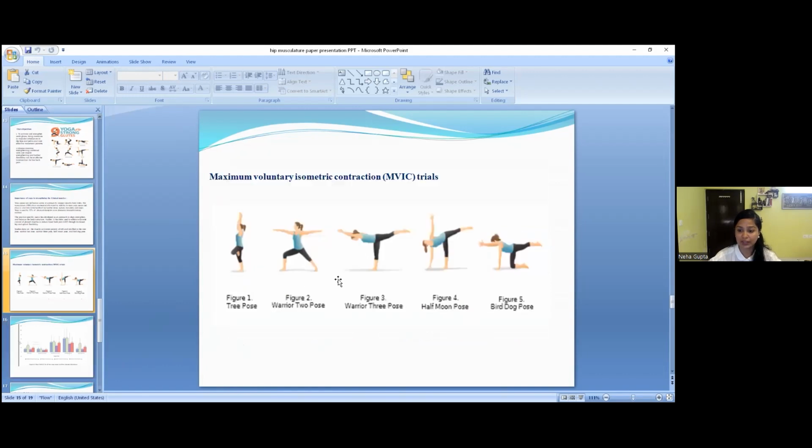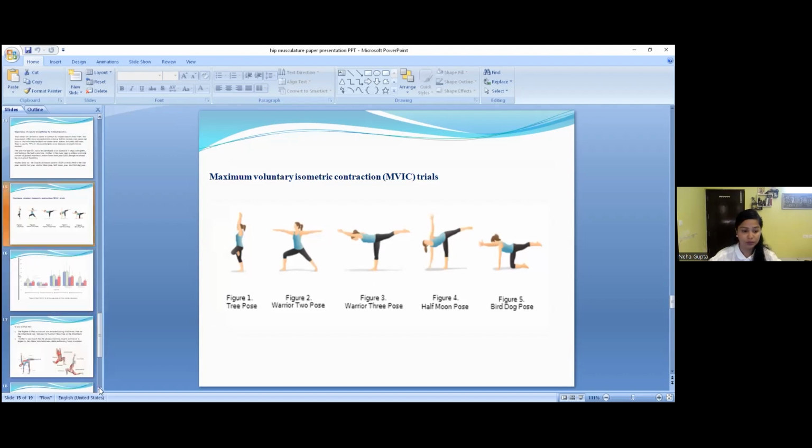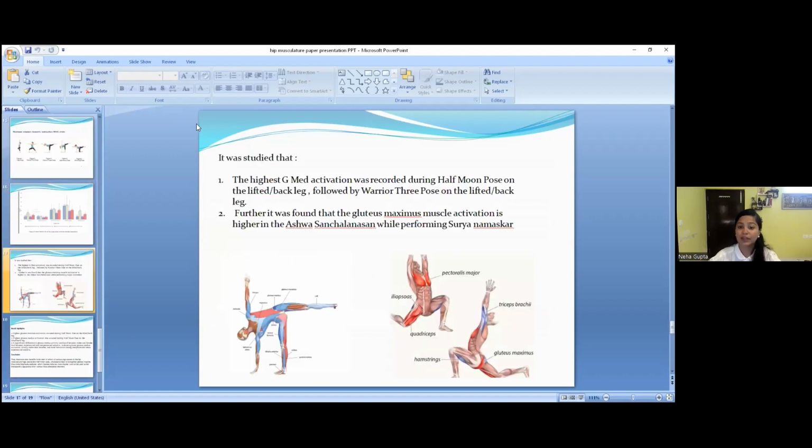So I'll show the picture again. This is the half moon pose with the extended leg, and it makes the gluteal muscles most active. And they are further followed by warrior 3 pose. Then it was studied that half moon pose on the lifted back leg followed by warrior 3 pose gave the most activation. And when we talk about Surya Namaskar, that is the sun salutation, Ashwa Sanchalan was the one asana where we found gluteus maximus as the most activated one.